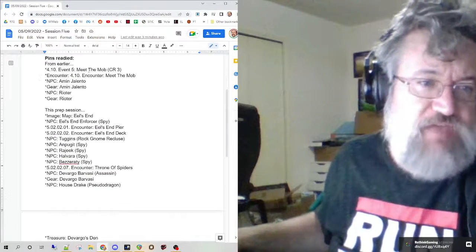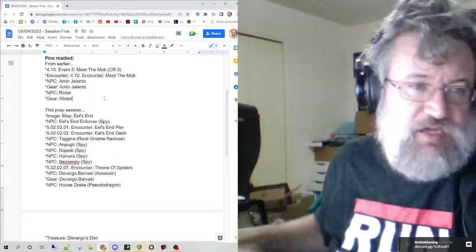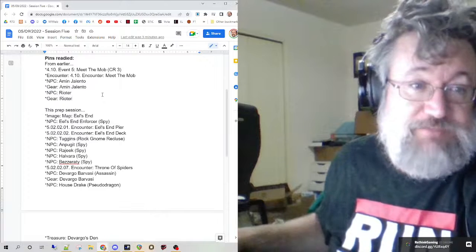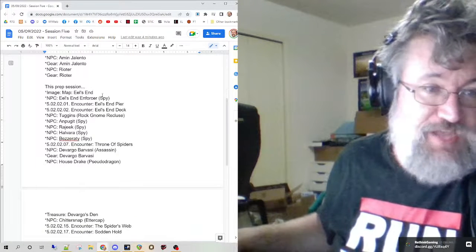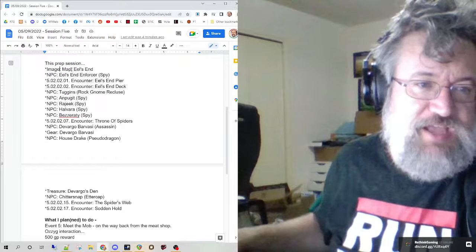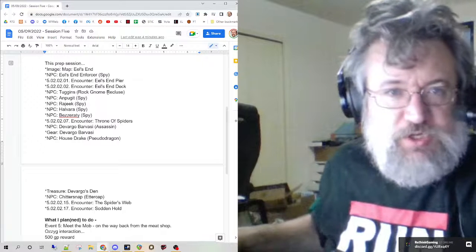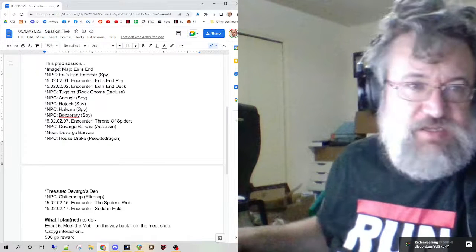So what did I have? From earlier I had the Meet the Mob and Eamon stuff, the rioters. They talked their way through that encounter, so those stats were not needed, but they were there. For this prep session, I got the Eel's End ready. I put the portals, the teleporters, on the map. It's a wonderful Fantasy Grounds module add-on.